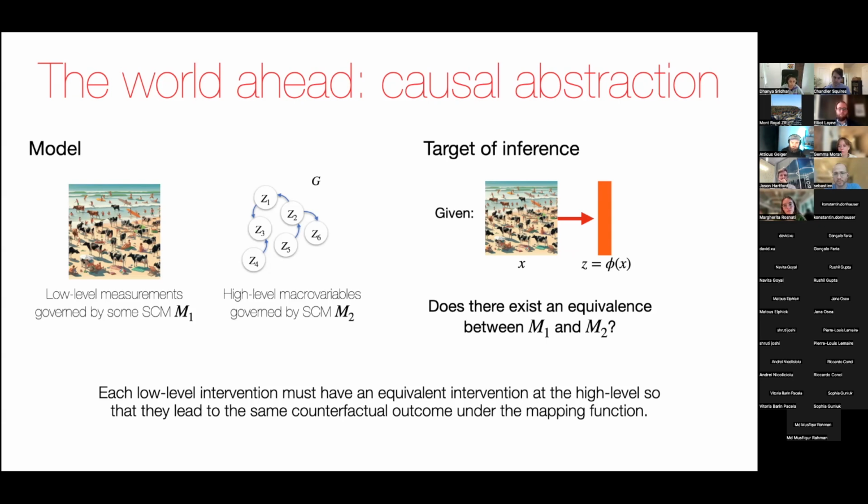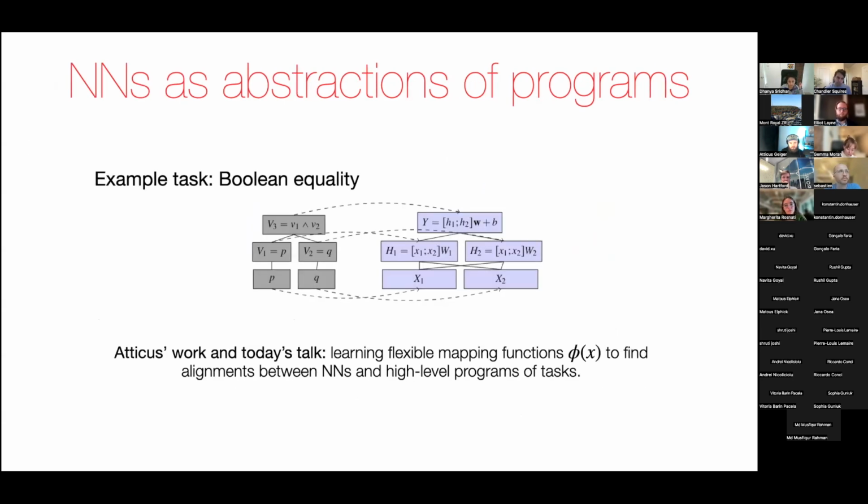Okay? So this is causal abstraction, but again, my not super hot take here is that actually CRL and causal abstraction are not so different. They're in spirit trying to achieve the same goal of finding meaningful concepts from low-level data. And Atticus's work, and I think what he'll be covering quite a lot of in today's talk, is to learn flexible mapping functions to find alignments between neural networks and high-level programs of tasks.